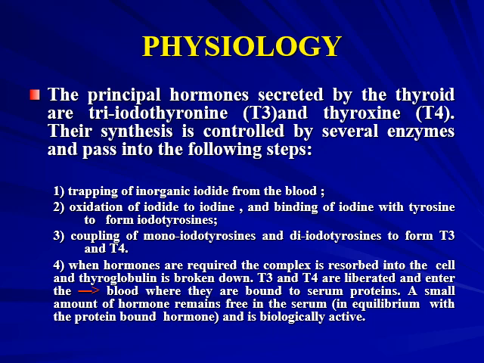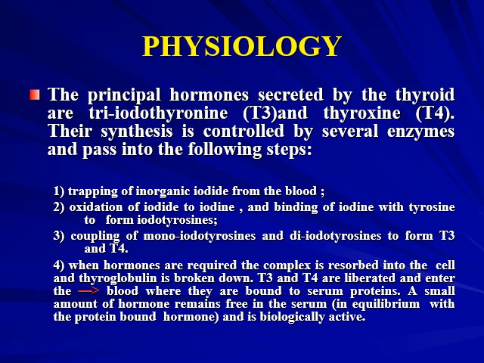The principal hormones secreted by the thyroid are T3 and T4, triiodothyronine and thyroxine. Their synthesis is controlled by several enzymes and passes through the following steps. Number one is the trapping of inorganic iodide from the blood, then oxidation of the iodide into iodine, then binding of this iodine with the amino acid tyrosine to form the iodotyrosines, then the process of coupling.